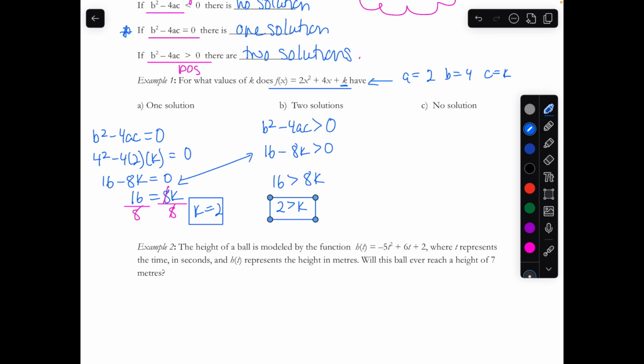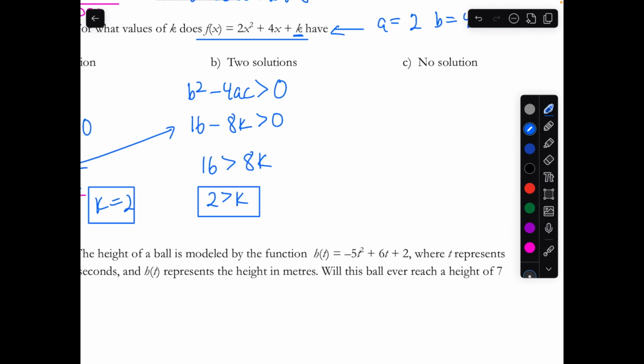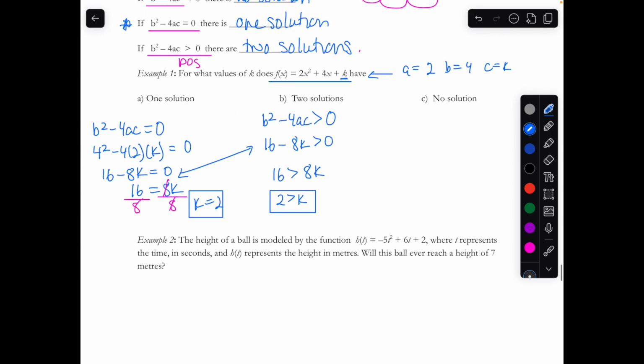So I could probably do this by elimination of the other two cases. But basically, what I'm going to end up left with is 16 minus 8k. Where is that less than 0? Well, that's when 16 is less than 8k or 2 is less than k. Okay, so by the process of elimination, I could have gotten that as well.